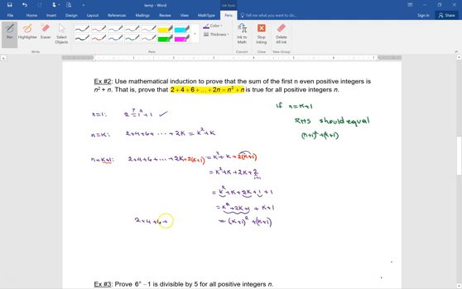You factor it to k plus 1 times k plus 2. Does that also work? K plus 1 times k plus 2? Yeah, because from here it could be k squared plus 3k plus 2.